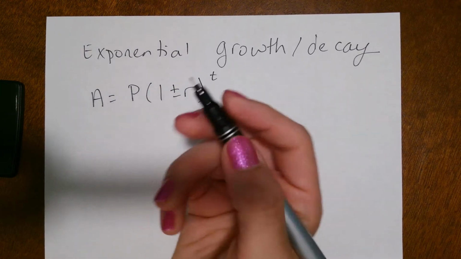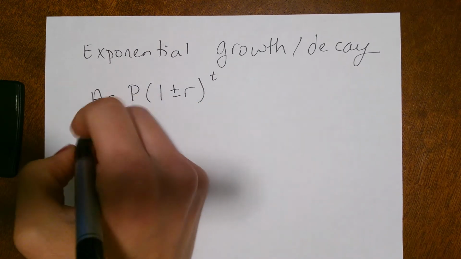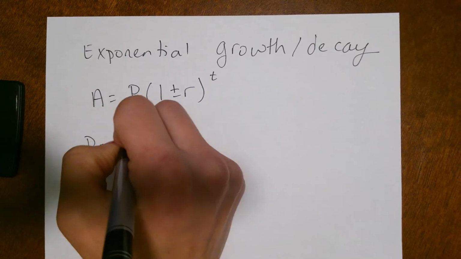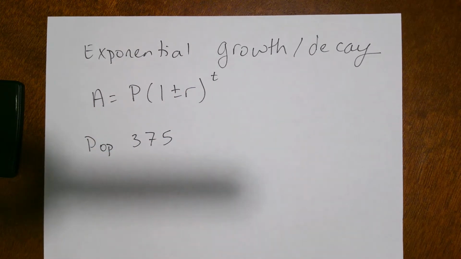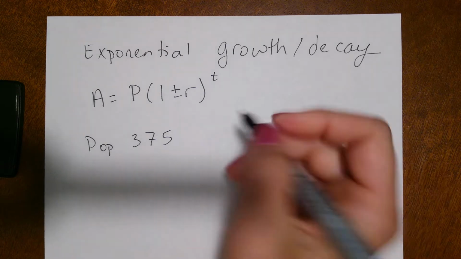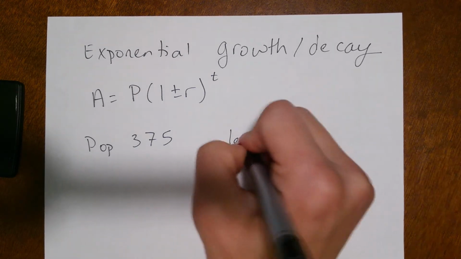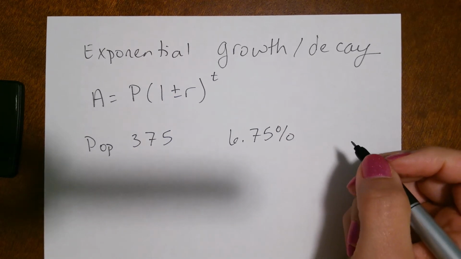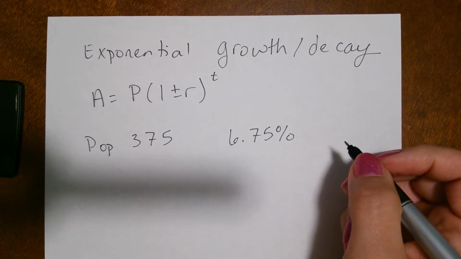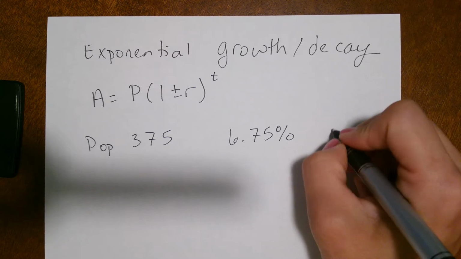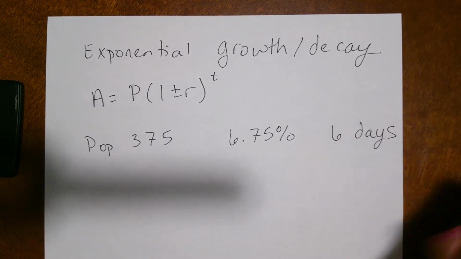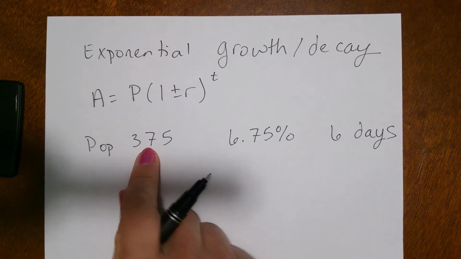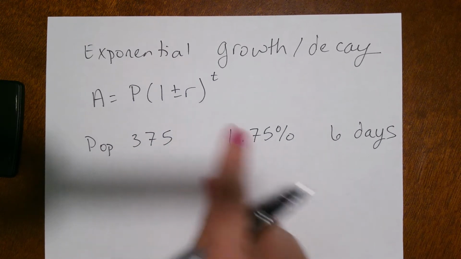So let's say that I have some population, we'll keep the numbers small, let's say it's 375 bunny rabbits, and they multiply at a rate of 6.75% per day. And I want to know how many rabbits I will end up with after 6 days. So I have my starting population, this is my P, 375. I have my rate. It's written as a percent.